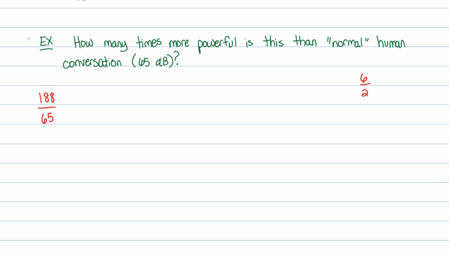You're not going to use the decibel levels because this 65 and this 188 is not the power. It's just our reference number. But it's not the power. The power is the number of watts per square meter. In reality, we want a fraction that has the amount of power the whale's whistle is divided by the amount of power that human conversation is. So we'll take the power level of the blue whale's whistle, and we'll see how many times the power level of human conversation goes into that. That'll tell us how many times more powerful the whale whistle is.